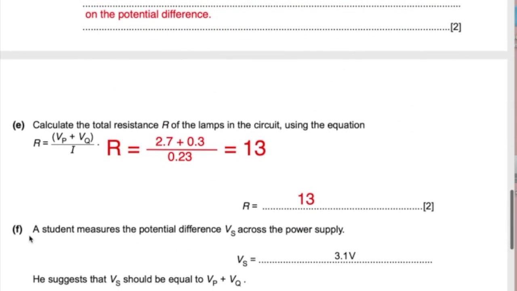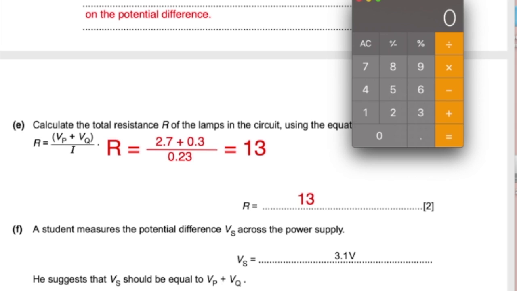Letter E, they're telling us to calculate the total resistance R, and they already gave us the equation here, so we just need to plug in the numbers. VP was 2.7, VQ was 0.3, and the I was 0.23. At this time, we're bringing out our calculator. 2.7 plus 0.3 is 3, and we divide it by 0.23. The answer is 13.0434, etc. But these numbers here are all in 2 sig figs, so we round to 2 sig figs. And so the answer is 13.